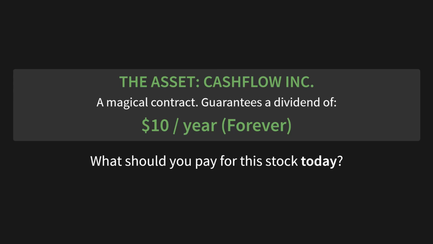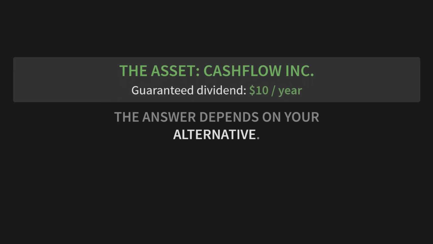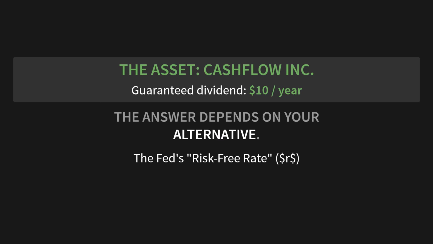So here's the million-dollar question. What should you pay for one share of this company today? The answer, and this is the key, has almost nothing to do with the company. It has everything to do with your alternative. Specifically, the alternative the Fed is offering you. They call it the risk-free rate. We'll just call it R. It's basically the return you get for doing absolutely nothing.